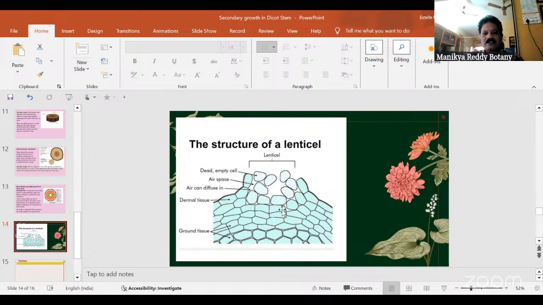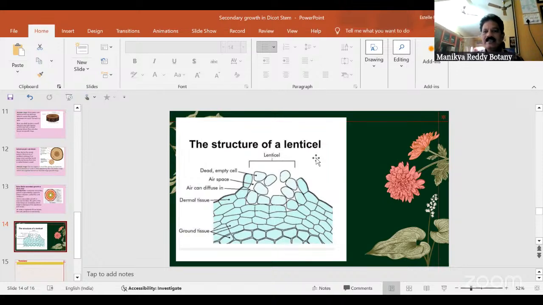The outside daughter cells become cork tissue. The tissue formed inside from the cork cambium, that is phellogen, becomes secondary cortex. The secondary cortex is also called phelloderm. Phelloderm, phellogen, phellem, together known as periderm. Periderm is a new protecting layer in secondary stems. In periderm, you can find these aerating pores.